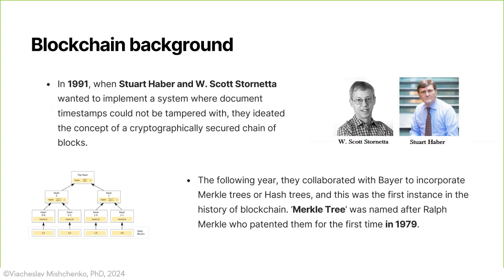This might sound simple, but it was a groundbreaking challenge at the time. What is really interesting is how they collaborated with Bayer during the following year in order to incorporate what we now know as Merkle trees, so named after Ralph Merkle, who patented them in 1979. So let me tell you why this was so significant. Because Merkle trees allowed for efficient and secure verification of large data structures, which is still a fundamental component of blockchain technology today.